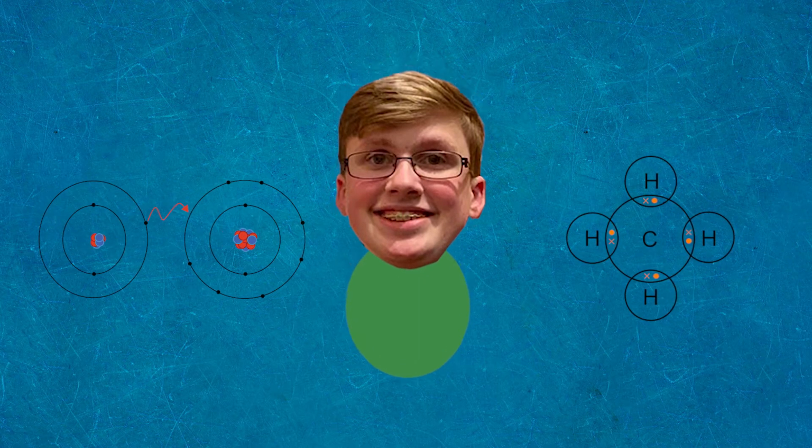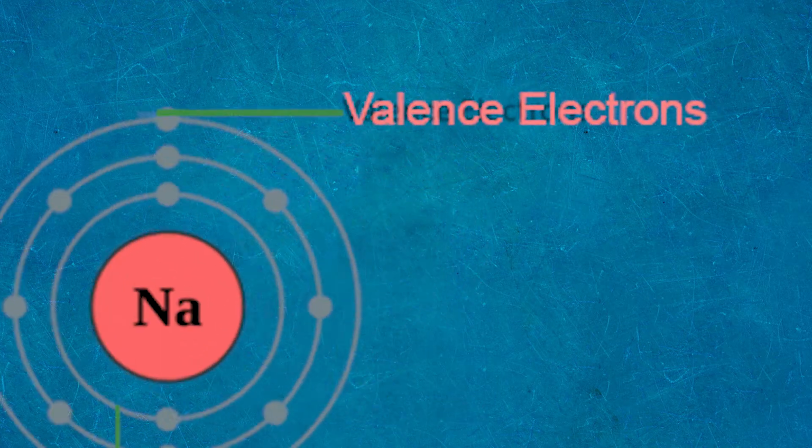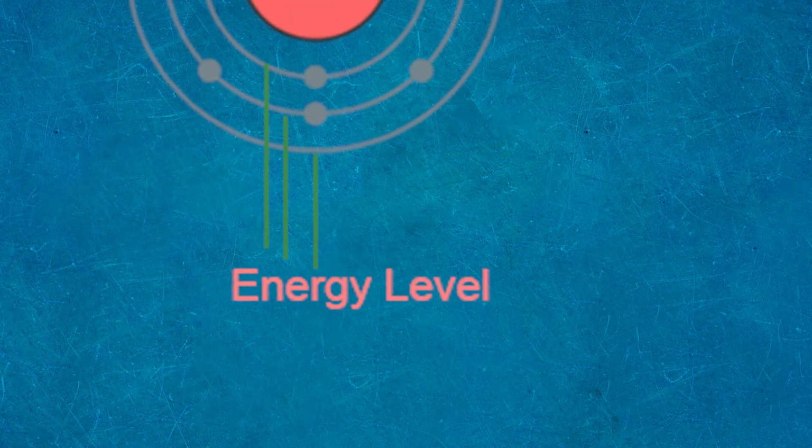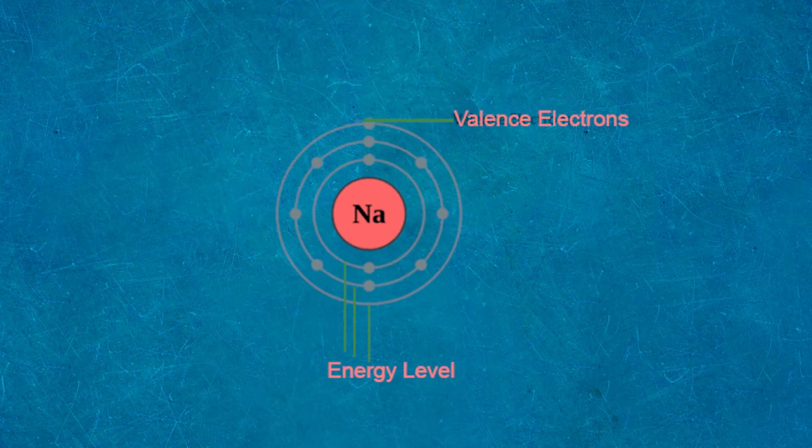Okay, so I'm pretty sure we all know what ionic and covalent bonds are. Wait, some of you don't? Well, before we get to what they are, we need to talk a little bit about something called valence electrons. Valence electrons are the electrons in the highest occupied energy level of an element's atom. The number of valence electrons hugely determines what the chemical properties of that element will be.